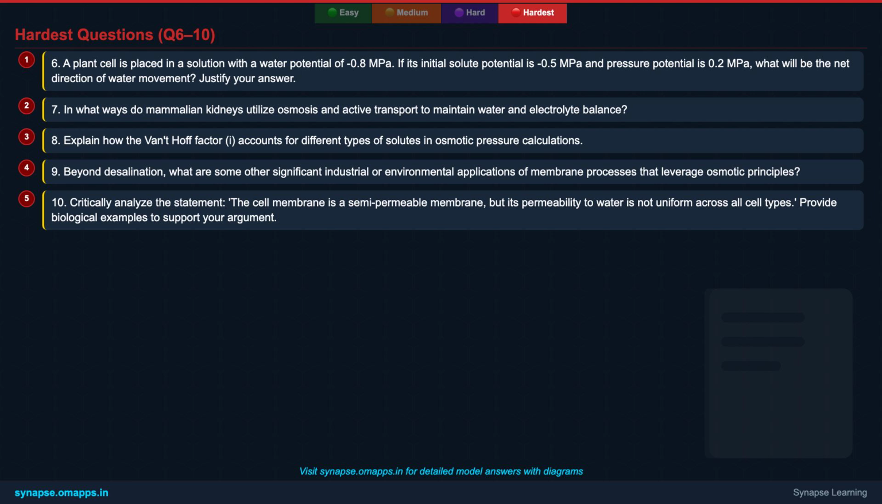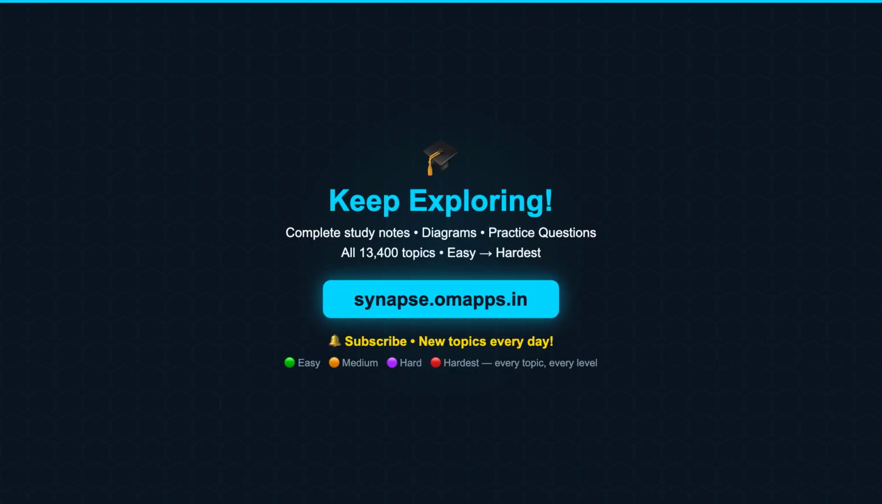Good luck! And that brings us to the end of our incredible journey through the world of osmosis. From the simple swelling of a raisin to complex kidney functions and advanced water purification, you've seen how this fundamental process underpins so much of life and technology. We hope you enjoyed exploring the easy, medium, hard, and hardest levels of this topic.